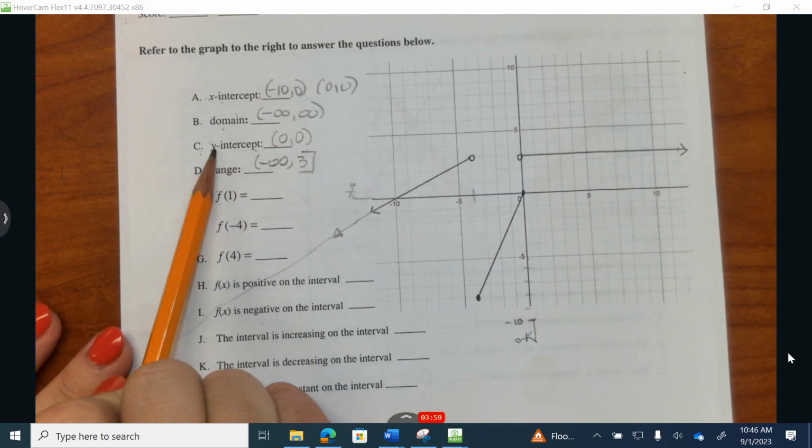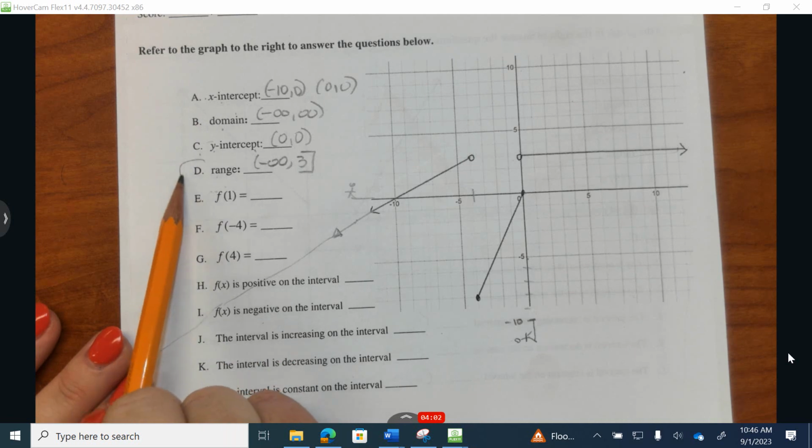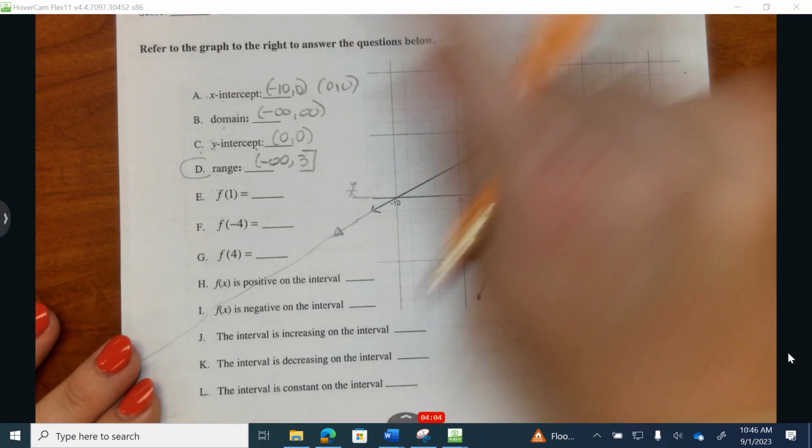So we have done the intercepts and the domain and the range. This is often a confusing one for students. Most students feel pretty confident.